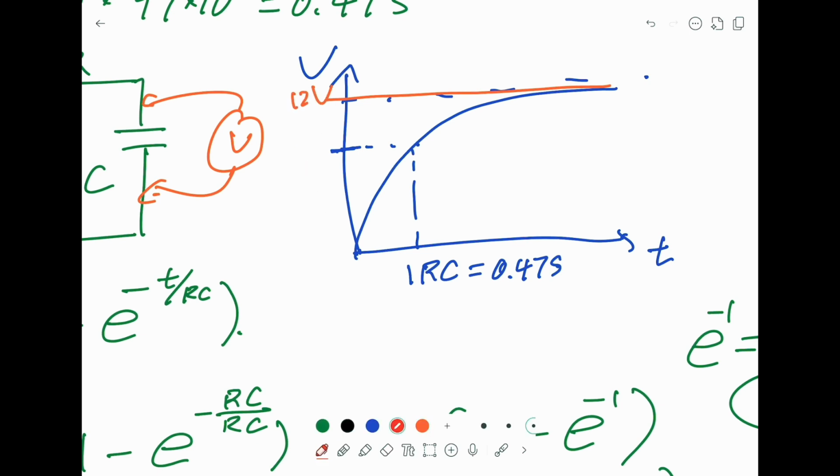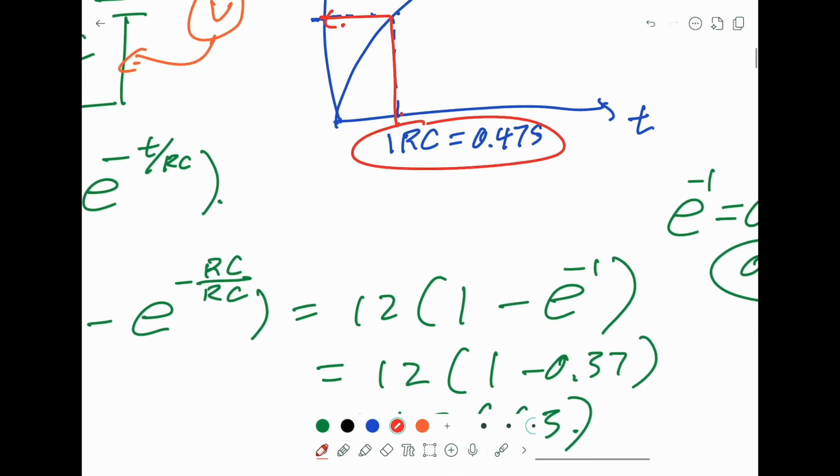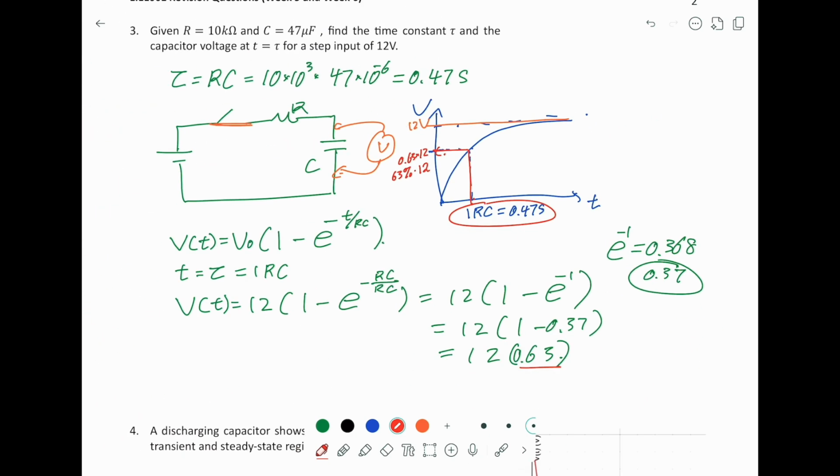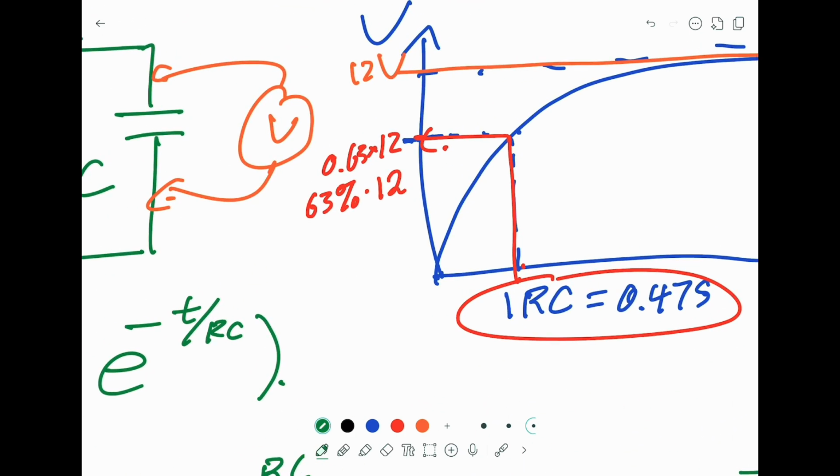So what I mean is, if your DC source is 12 volts, at 1 RC it will reach 0.63 times 12. It means 63% of the DC source. That is the way you should remember. And if you plug it in, you will get the numerical value of 7.6 volts. But the important thing is this idea: you reach 63% of the voltage.